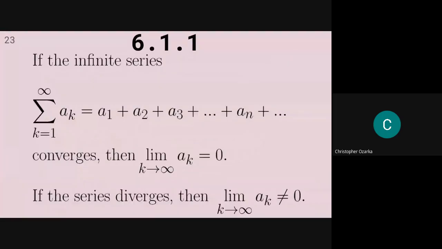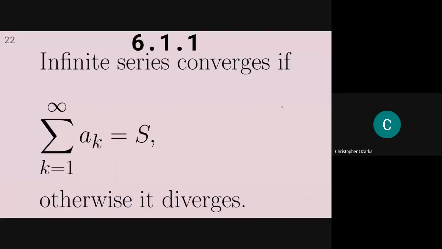Again, this is just a sneak preview. We're going to go over this in more detail in a little bit, but just know if the series goes to some sum, that's why it's an S here, then it converges. Otherwise, it diverges. That's the difference between converges and diverges. Diverges, I always think of it like it separates away. It's never going to one specific value. Converges is like coming together.